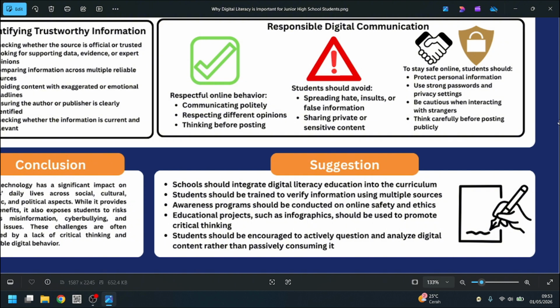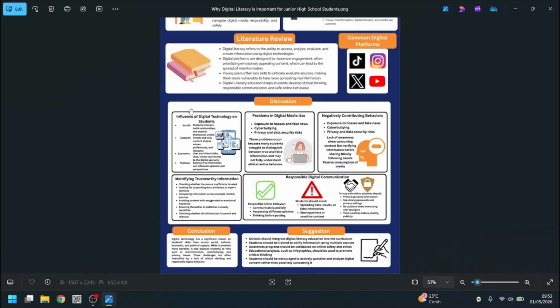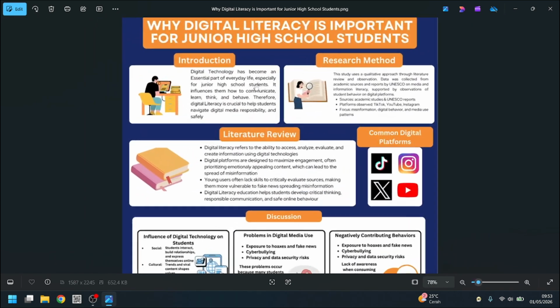Now, students should be encouraged to actively question and analyze digital content rather than passively consuming it. Because being fed information is easy, but how do you know if it's accurate? You don't. You have to check it first. Reliable information, and that is important, is very difficult, but it is possible. So I think that will be it for my infographic.